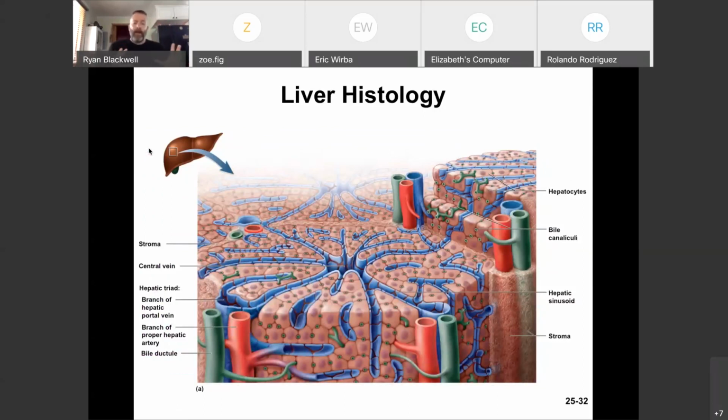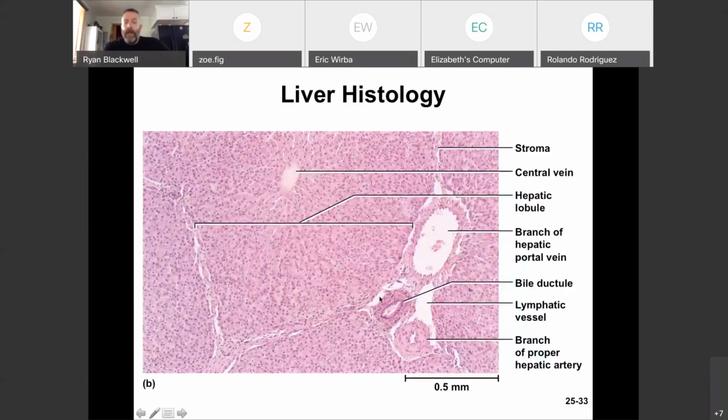When seen under the microscope, the liver is one of the most easily recognizable tissues, because liver tissue is composed of and compartmentalized into these hexagon-shaped structures called lobules. Here on slide number 33, this microscopic image is showing most of one complete cross-sectioned lobule.